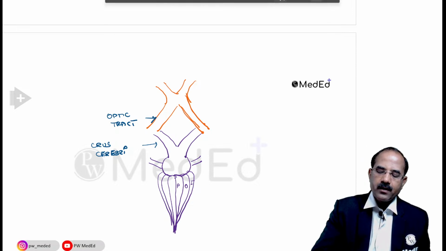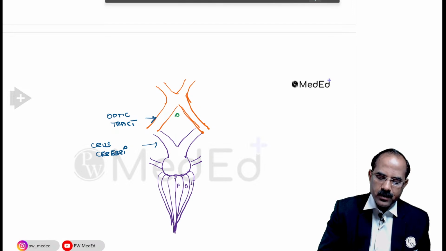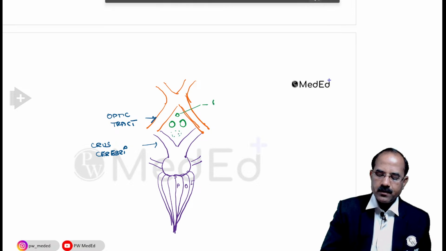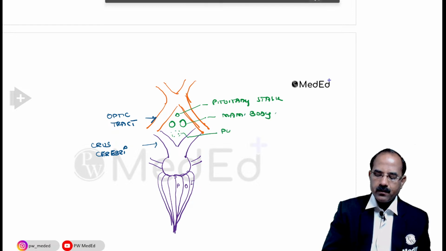formed by? The floor is formed by the pituitary stalk, the mammillary bodies, and the posterior perforated substance. So, the mammillary bodies and posterior perforated substance.